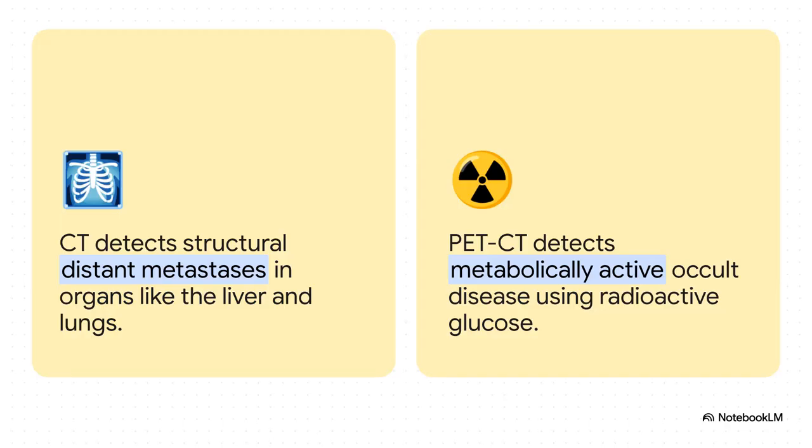Next up, we evaluate distant spread by comparing the anatomical focus of a CT scan of the chest, abdomen, and pelvis with the metabolic focus of an FDG PET CT. So the CT detects structural liver or lung mets. But here is where it gets really clever. Cancer cells have exceptionally high glucose metabolism, right? So the PET CT uses a radioactive glucose analog that those cancer cells eagerly gobble up, lighting up metabolically active, hidden disease that a standard CT would completely miss. By combining anatomical CT with metabolic PET imaging, we massively improve our ability to spot distant metastases.